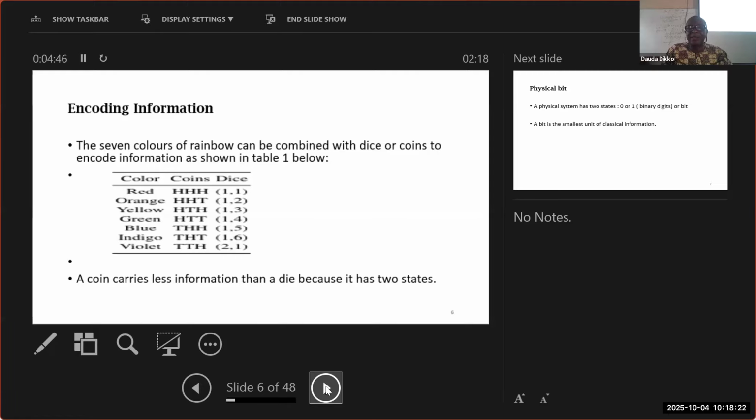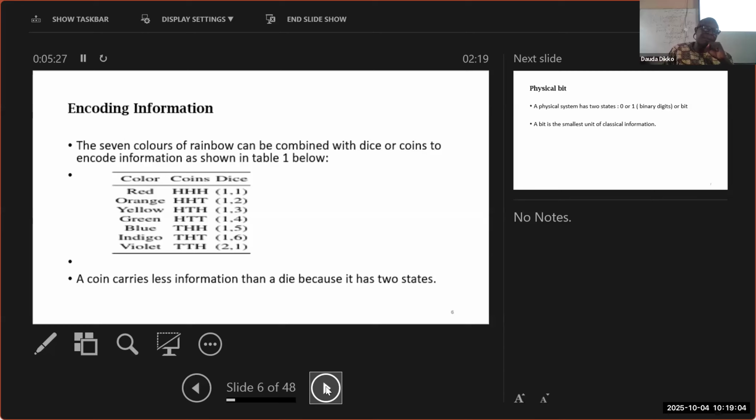And if we now have 3 coins represented by the possible states and 2 dice, then it is possible to encode information using the 3 coins and the 2 dice. So we now have the possible states for the coins and that of the dice. And the colors, starting from red, orange, yellow, green, blue, indigo, violet, can be used to encode information.